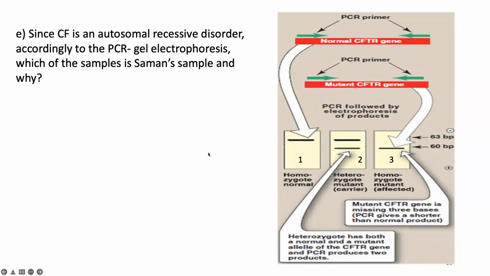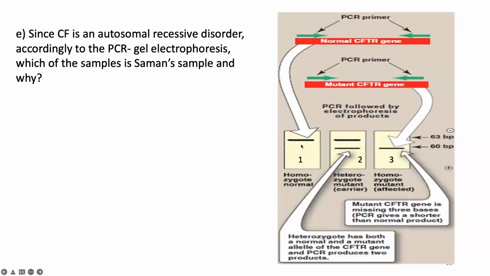Okay, since cystic fibrosis is an autosomal recessive disorder, according to the PCR and gel electrophoresis result that we have, which of the samples do you expect to be Saman's sample? So we have to consider a couple of things. It says it's an autosomal recessive disorder, and because Saman has all the clinical signs and symptoms, that means both of the alleles need to be affected, not a carrier. Otherwise, you'd be a carrier. So Saman is not a carrier, Saman is affected.